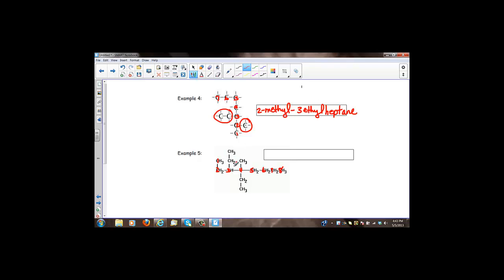So I've got an ethyl at the 3, I have a methyl at the 4, and I have an ethyl at the 4. So let's name this. I have 3, 4. I have 2 ethyls, so it's going to be diethyl. And then at the 4, I have a methyl. And I have 8 carbons, so it's oct. And all single bonds, so it's ane.